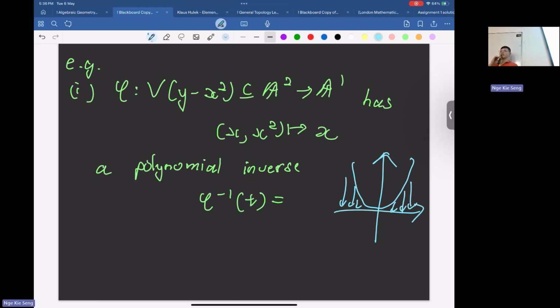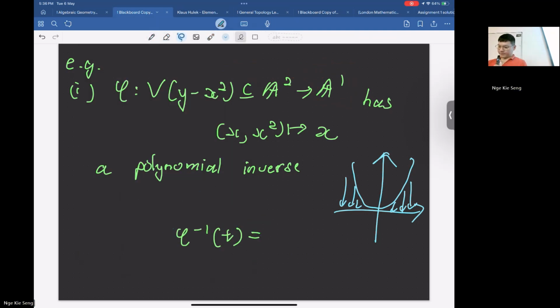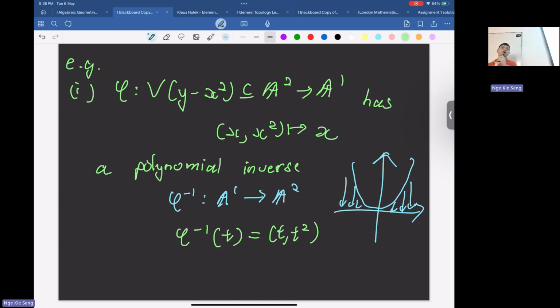What's the inverse? Do you know what's the domain and codomain? Going backward, phi inverse goes from where to where? A1 to A2. So you need to give me a 2 coordinate. Send t to (t, t squared). Okay or not? (t, t squared). Does it make sense?